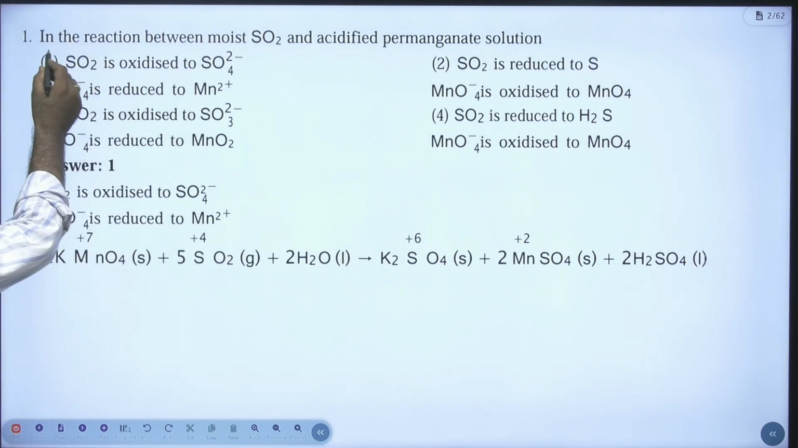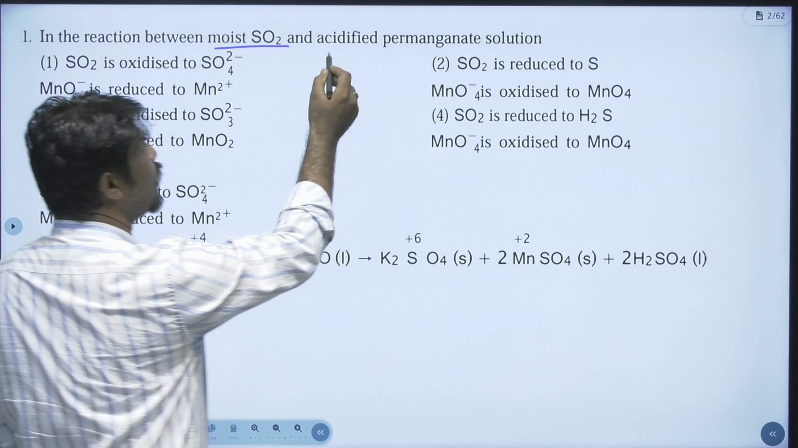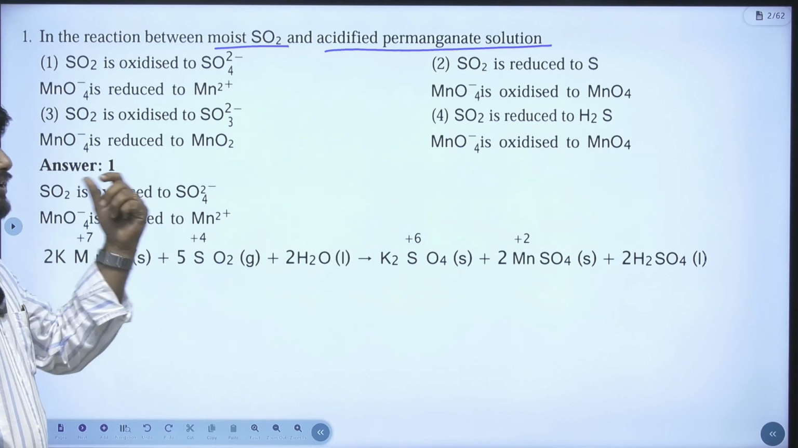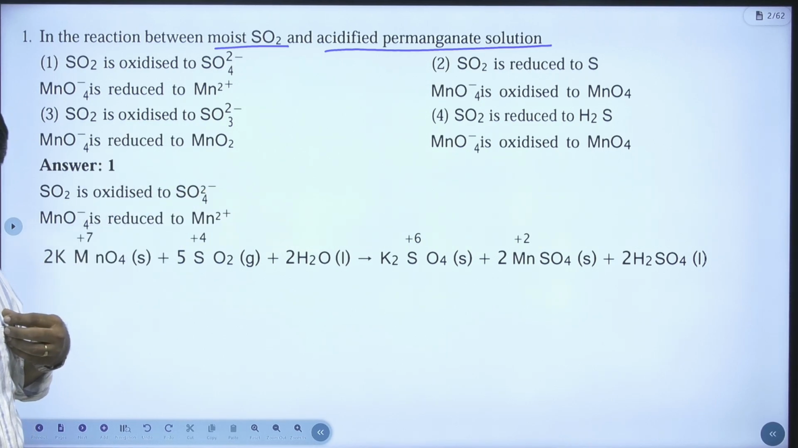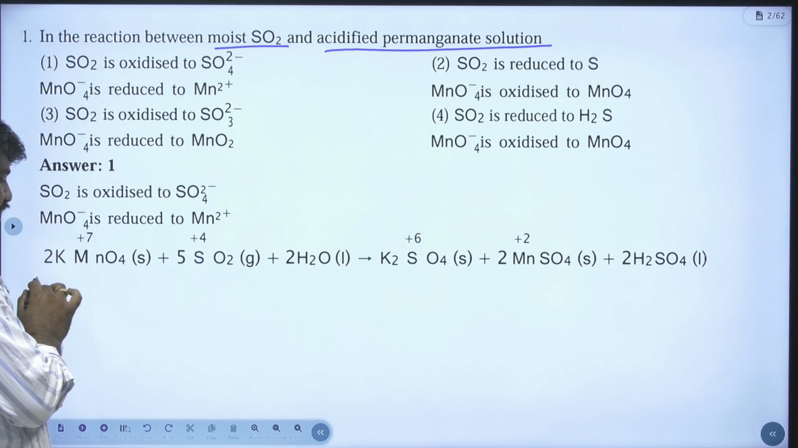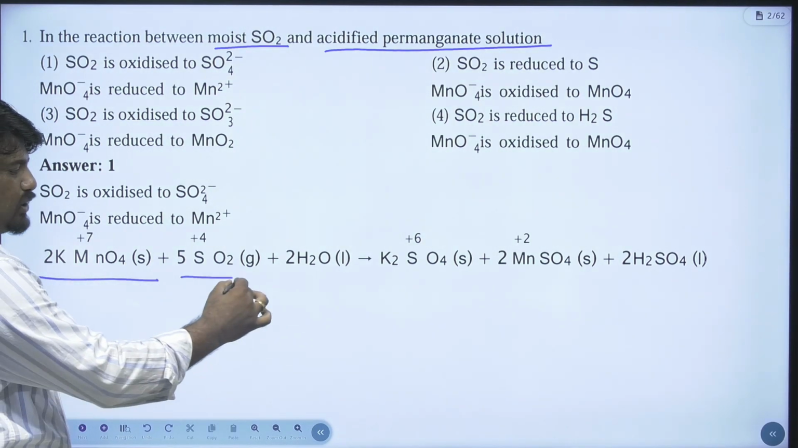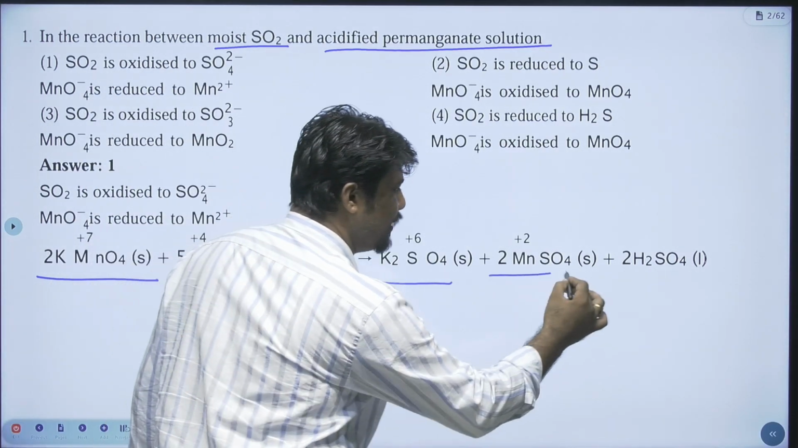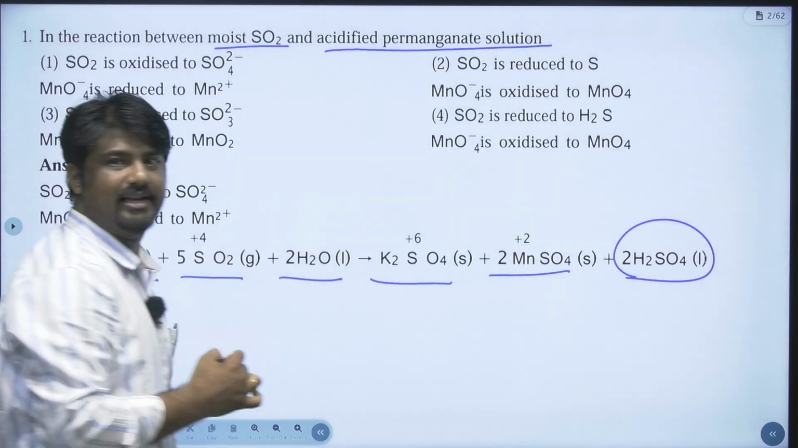In the reaction between moist SO2 and acidified permanganate solution, we need to answer which one undergoes oxidation and which one undergoes reduction. First, take the reaction. KMnO4 reacts with SO2 in the presence of water. It will give K2SO4 and MnSO4 along with the formation of sulfuric acid.